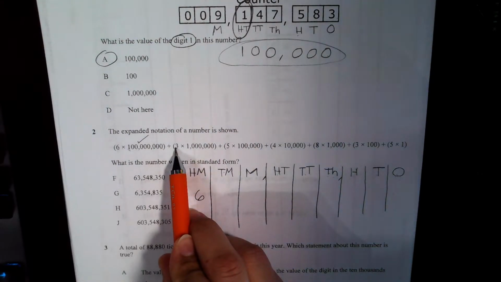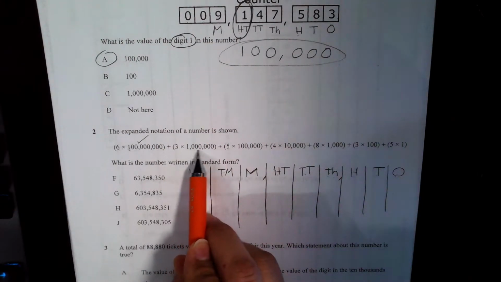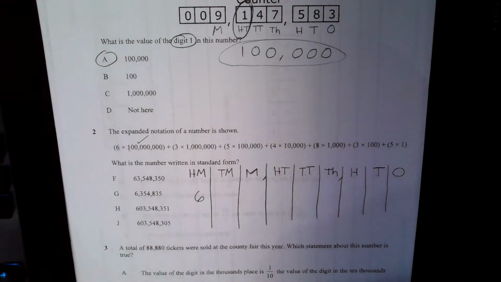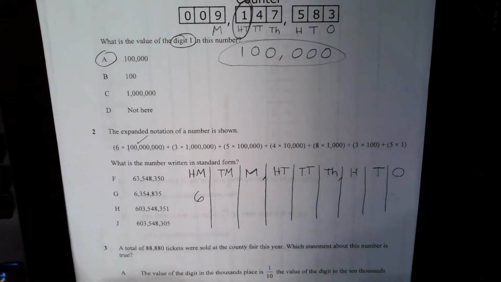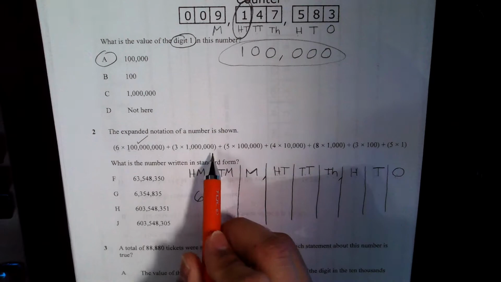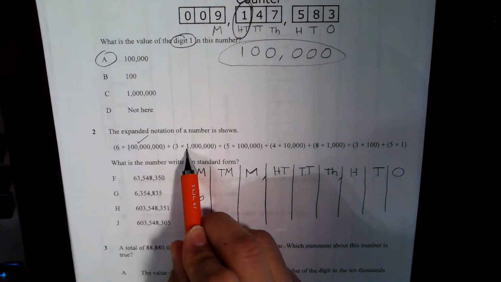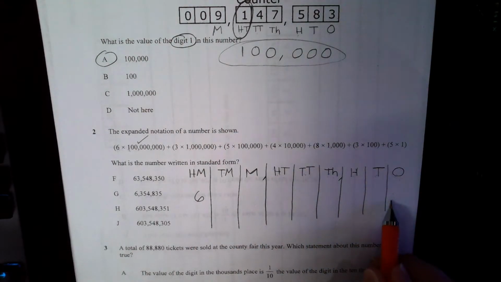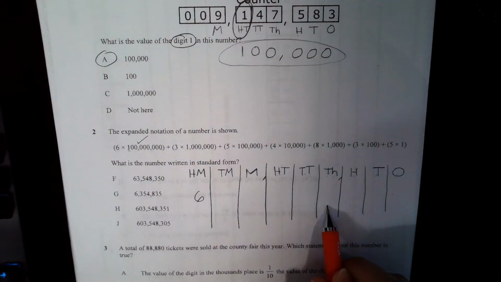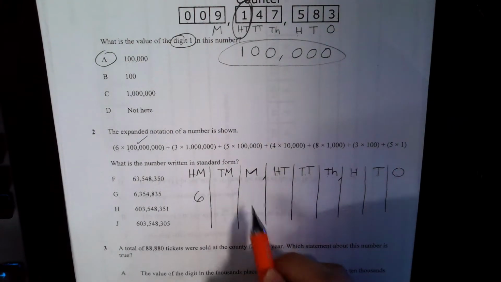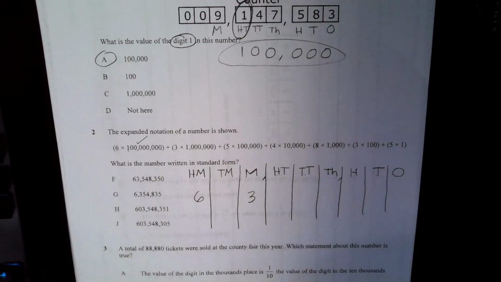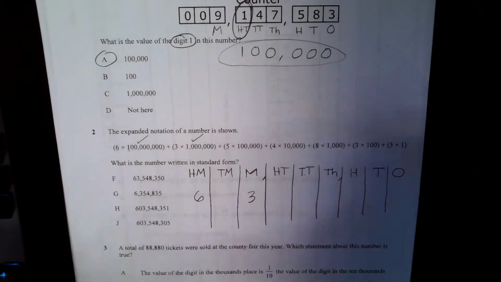There's a 3 in my number, and it's in the millions place. And again, if I'm not sure it's the millions, I can check. 1, 2, 3, 4, 5, 6, 7. I'm going to go 7 place values and put my 3. Okay, I put the 3.